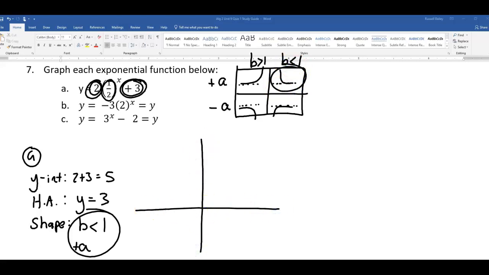So we're ready to graph this. My y-intercept was 5. My horizontal asymptote was 3. And my shape looks like this. There you go. That's part A. Let's go ahead and take a look at part B.